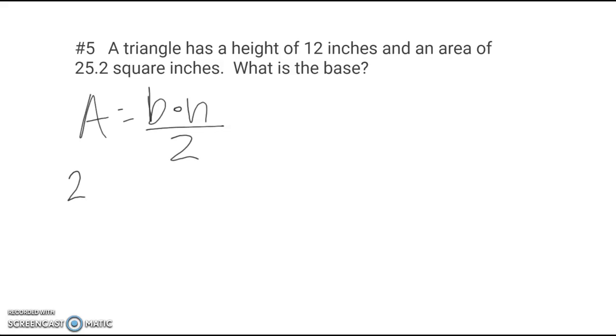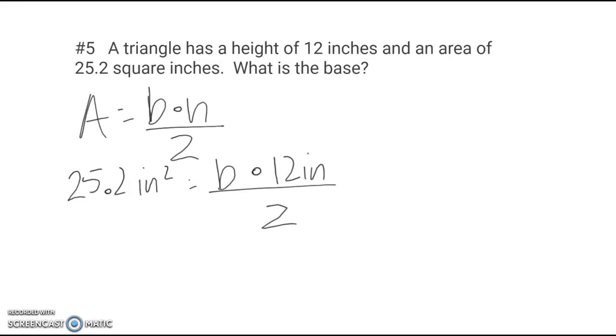We've got our area is 25.2 inches squared. We don't know our base, but we do have our height is 12 inches. And we're going to do inverse operations and work our way back. And I'll do those inverse operations in a different color.